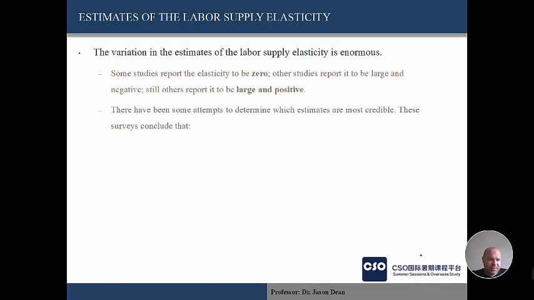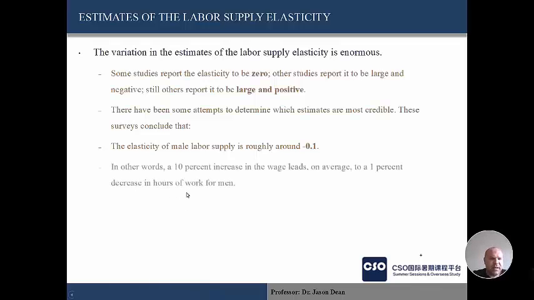There's a lot of variation in the elasticity estimates. Some attempts have been done to determine which estimates are most credible. On the whole, it's found that for males, the elasticity is roughly around negative 0.1. Okay, so in that case, the income effect tends to dominate the substitution effect for men. So a 10% increase in wages would actually lead to them taking 1% more leisure.